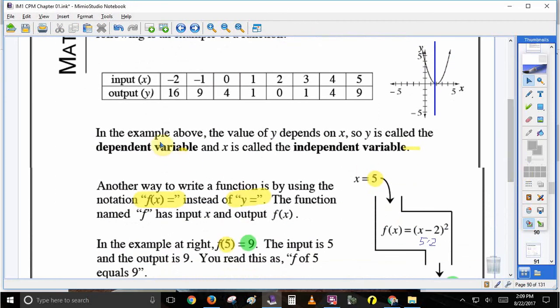Okay, I already said this up above, but in the above example, the value of y depends on x, so y is called the dependent variable and x is called the independent variable. Again, keep those terms straight if you can.